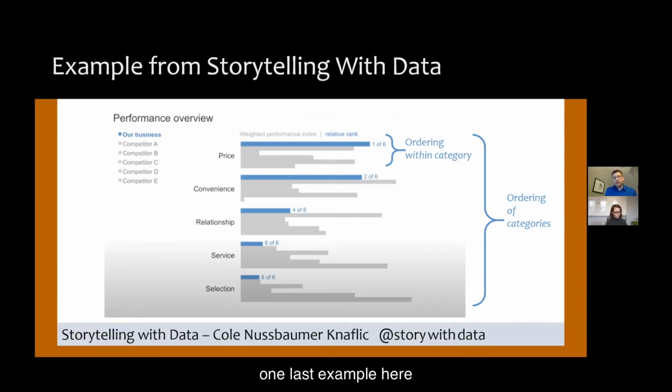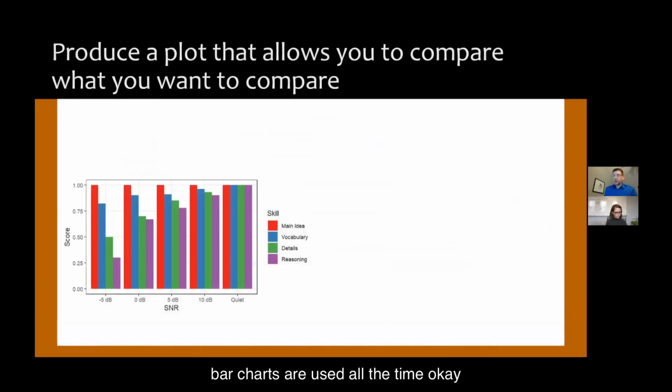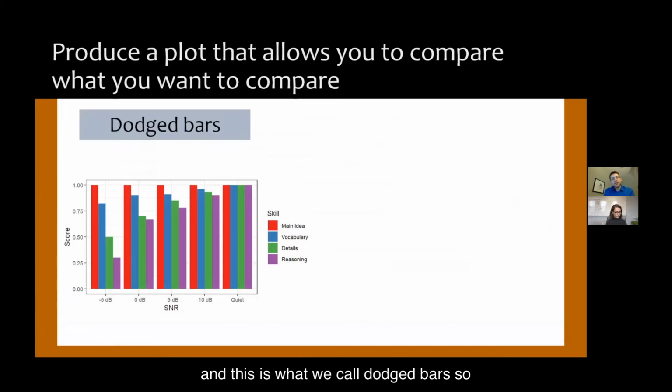One last example here, in terms of the different kinds of charts you might want to use. Again, bar charts are used all the time. This is what we call dodged bars. Each category has bars that are grouped together. We can compare a lot of things, but it's easiest to compare things that are next to each other without any intervening clutter, without any intervening data points. So this makes that actually pretty difficult. I can compare things within category, not easily compare things across category.